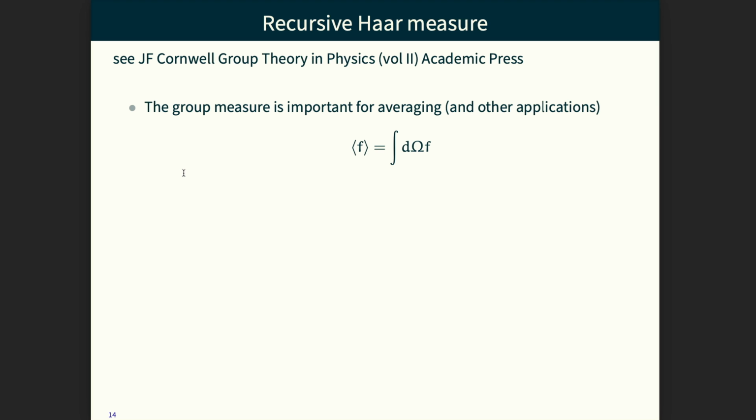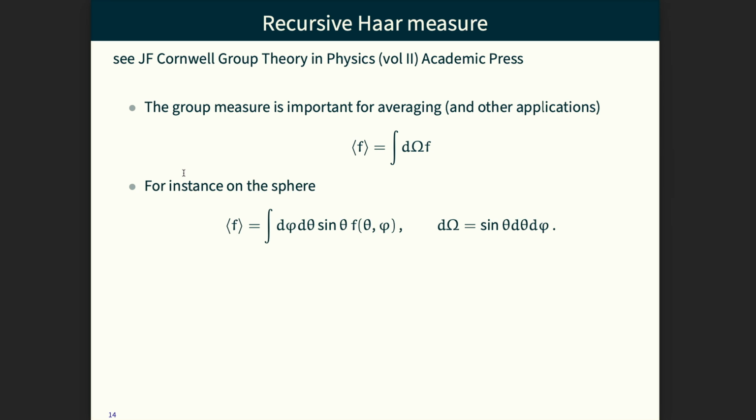Because I'm interested in averaging, I'm just going to talk about this in the context of averaging, but there are various applications, barren plateaus, and that kind of stuff. Now, the simplest example is the one you know from spherical harmonics. If you want to integrate something like this, you have to put in this factor. If you're a good undergraduate, you put in this factor. If you're a bad undergraduate, you forget about it, and you get nonsense. So that's an example: this is the Haar measure on the sphere.